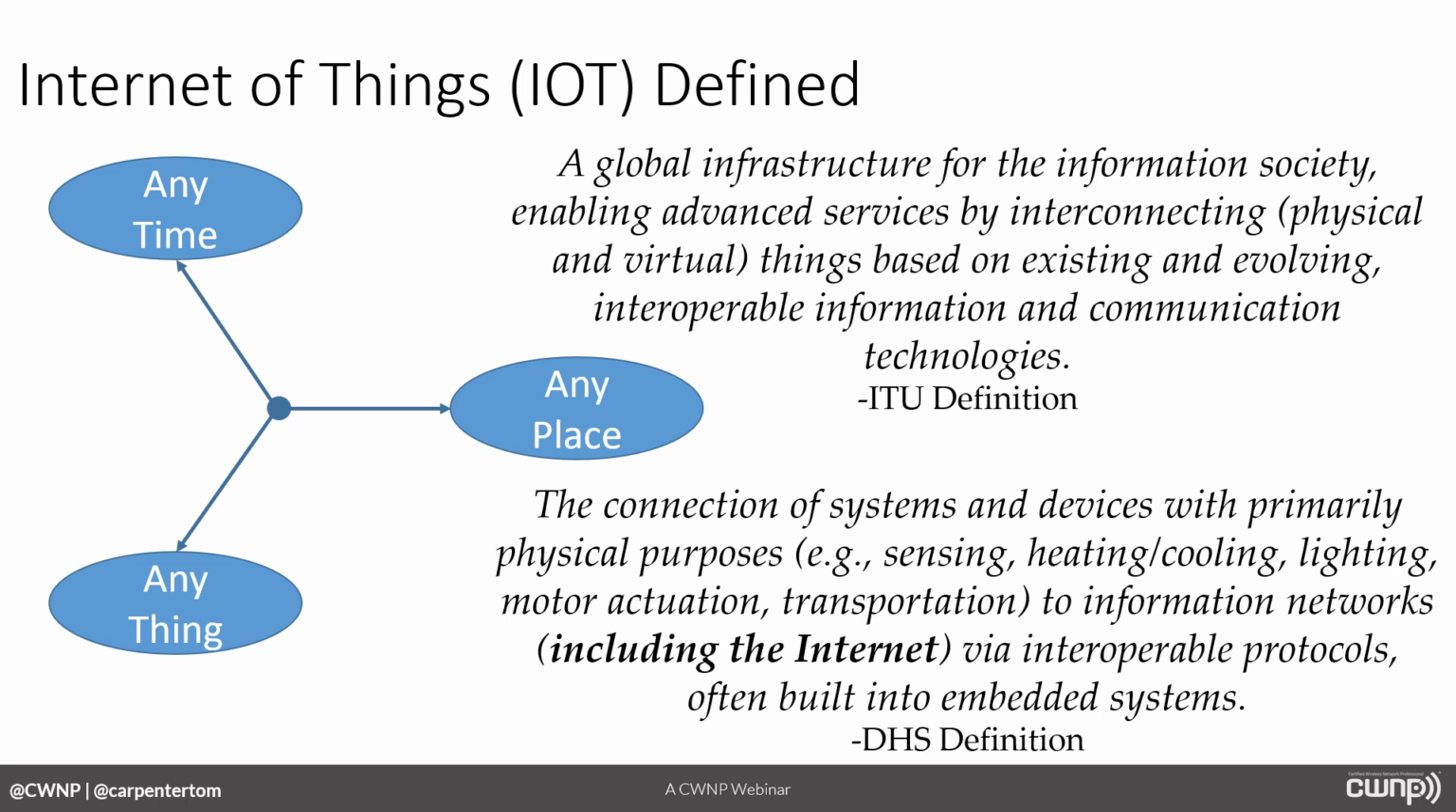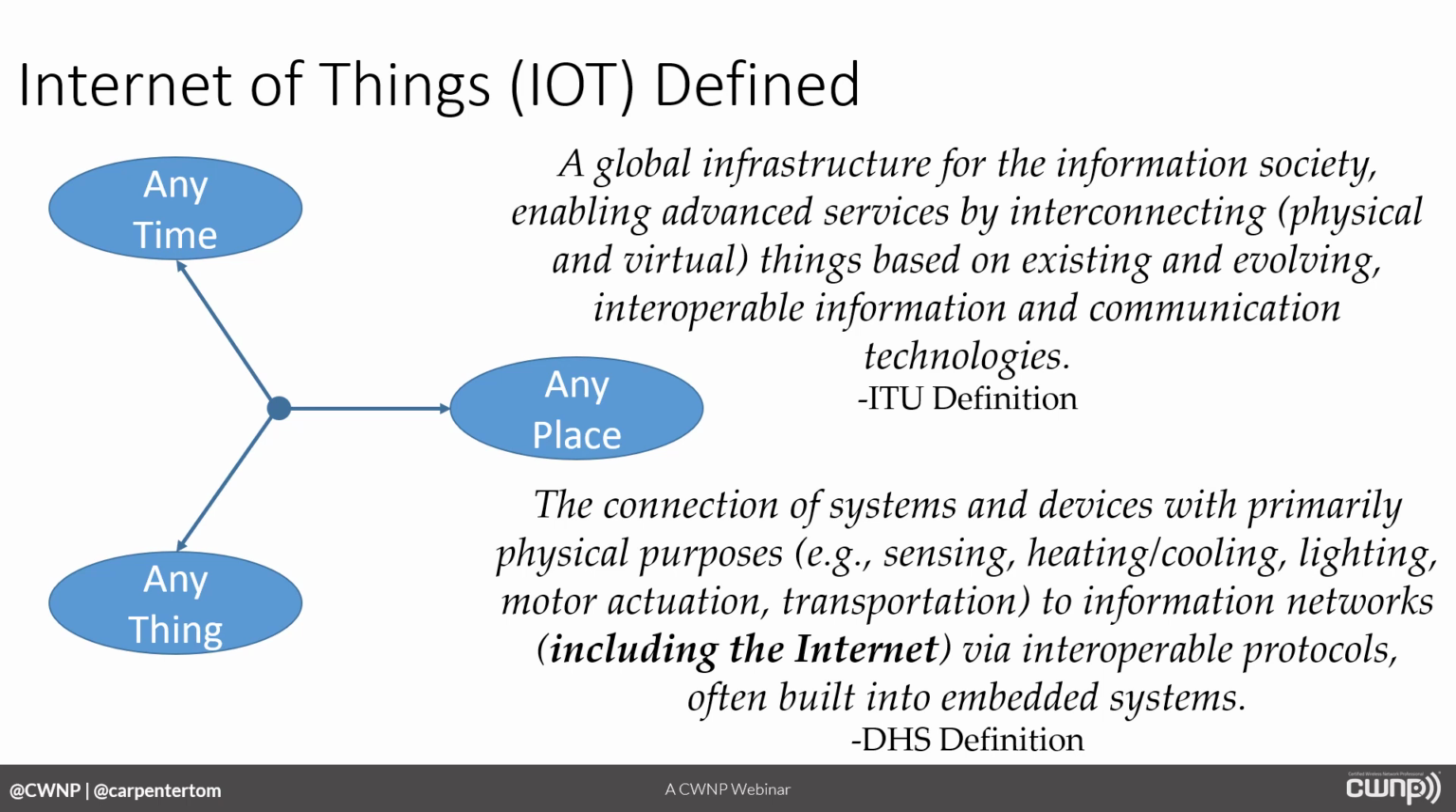Well, the DHS definition is that it's the connection of systems and devices with primarily physical purposes, for example, sensing, heating, cooling, lighting, motor actuation, transportation, to information networks, and then they say parenthetically, including the internet, via interoperable protocols often built into embedded systems.